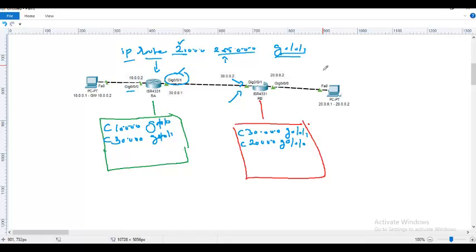One, you try to know the next router's address and give the address. That is the best option. But in the situation where you will not know the next router's address, you can put your exit interface towards that destination. All right, so I'll go to this router.